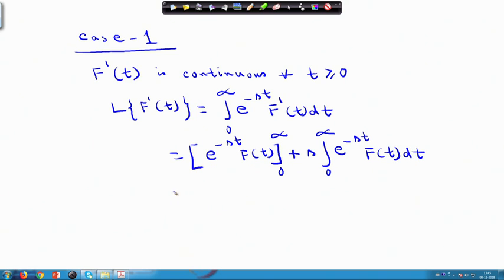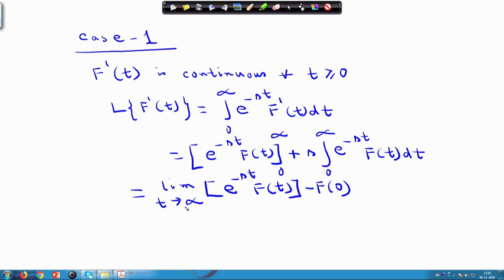Now, this value I can write here. The one part will be 0, the other part will be limit t approaches infinity e power minus s t into f t, and if I integrate this one, in this case I will get for 0 it will be f 0. So, for the first part, limit t approaches infinity e power minus s t into f t, at t equals 0, this e power s t will vanish. So that it will become minus f 0, and this part is s into Laplace transform of this f t.